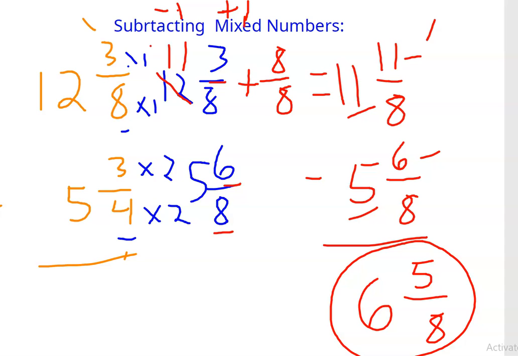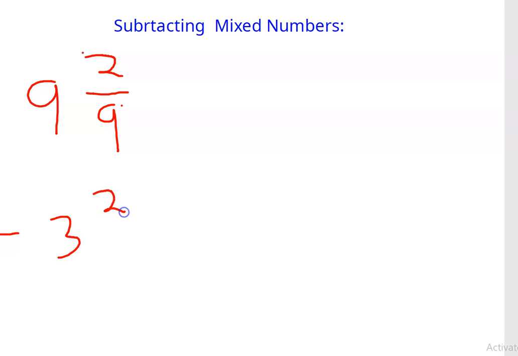All right, so hopefully you copied that down. And now I'm going to give you one to try. So let's do, I guess, 9 and 2/9 minus 3 and 2/3. So go ahead and get your common denominator.